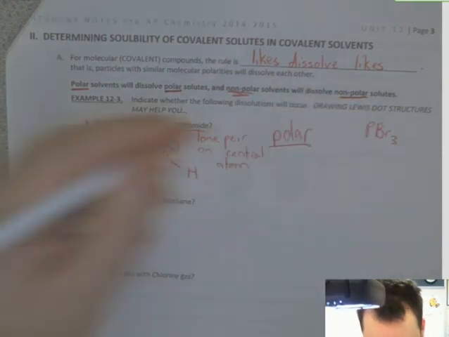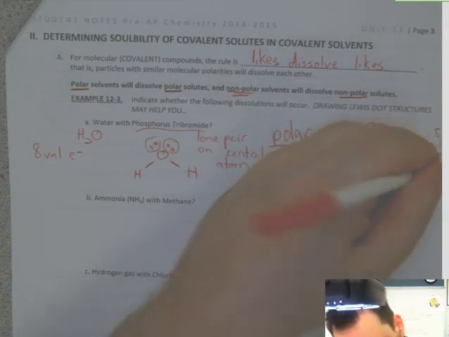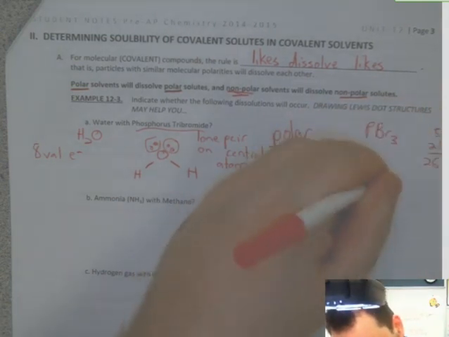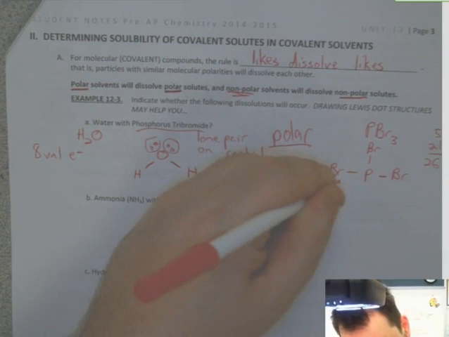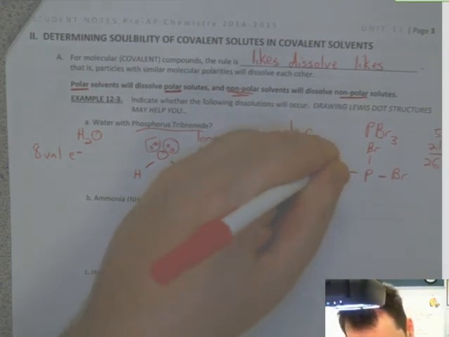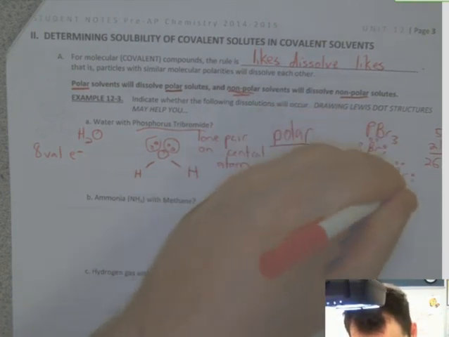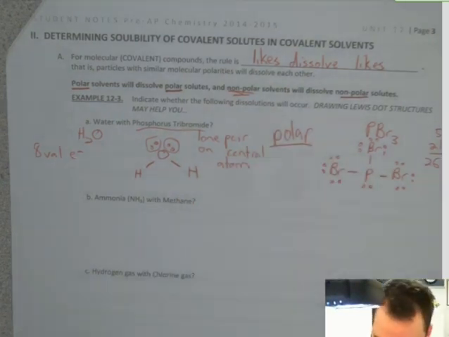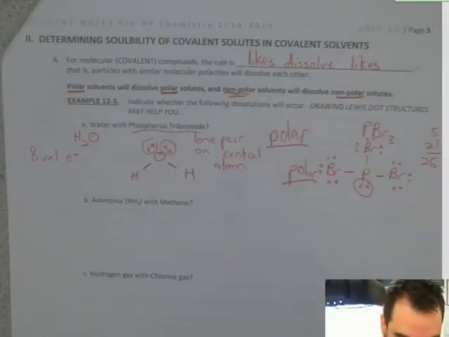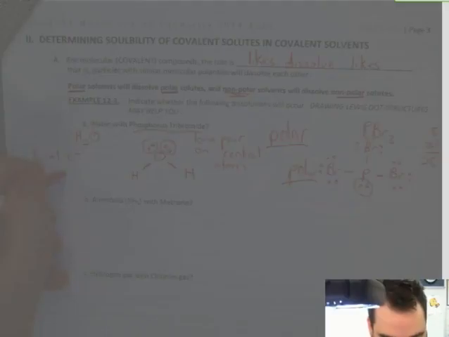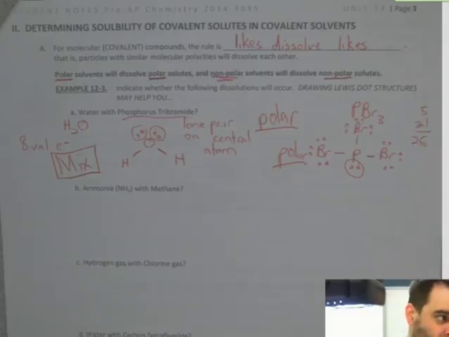Now we're going to do phosphorus tribromide, which is PBr3. Phosphorus has 5, bromine has 21, so we're going to do 26 dots here. So we have a P in the center, Br, Br, Br. 12, 14, 16, 18, 20, 22, 24, 26. Again, we have dots on the center atom. So this is polar. So these will mix, because polar dissolves in polar.